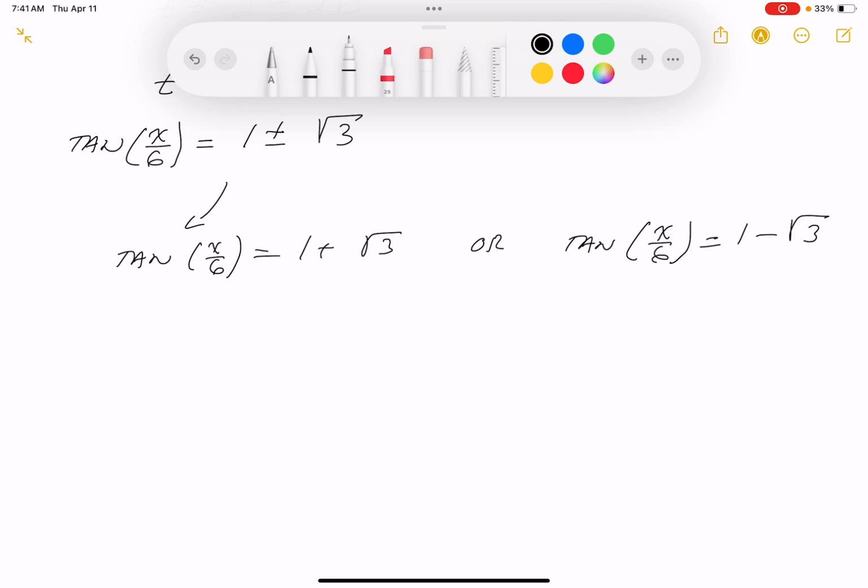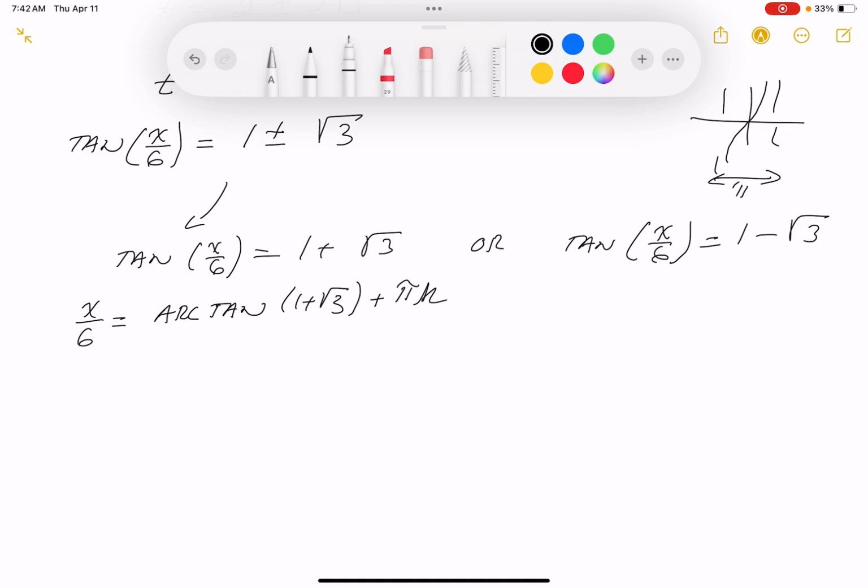Now, I need to use the arc function, by the way. The tangent function looks like this over here, and the negative ratios are going to give me an angle below 0, but it's going to be an acute angle. So I'm getting two different answers. So x over 6 would equal the arc tangent of 1 plus root 3. But this keeps repeating itself. How often? Every pi k. And why is that? The cycle length over here is pi. It goes from minus pi over 2 to pi over 2. That's pi. This one's going to be x over 6 equals arc tangent of 1 minus root 3 plus pi k.